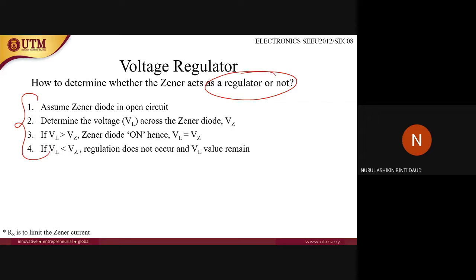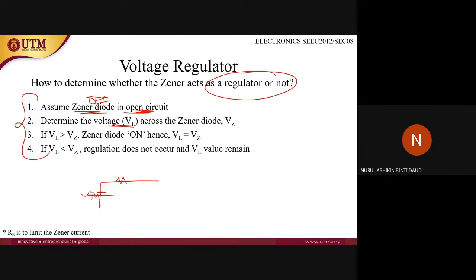First, you need to assume the Zener diode is in an open circuit, which means you assume that the Zener diode is off. Then you need to determine the voltage VL across the Zener diode VZ. This is the input voltage, right?